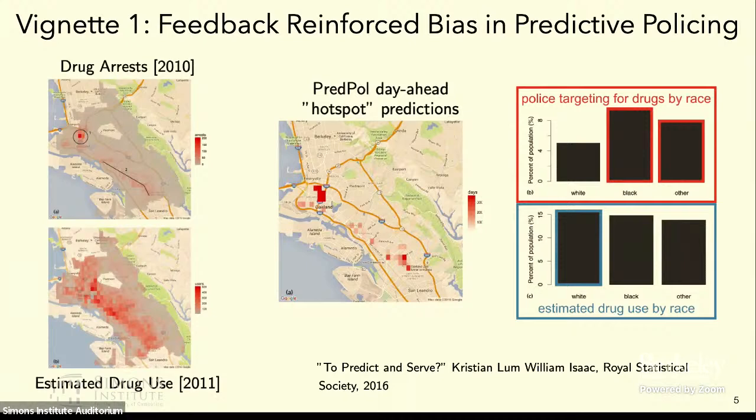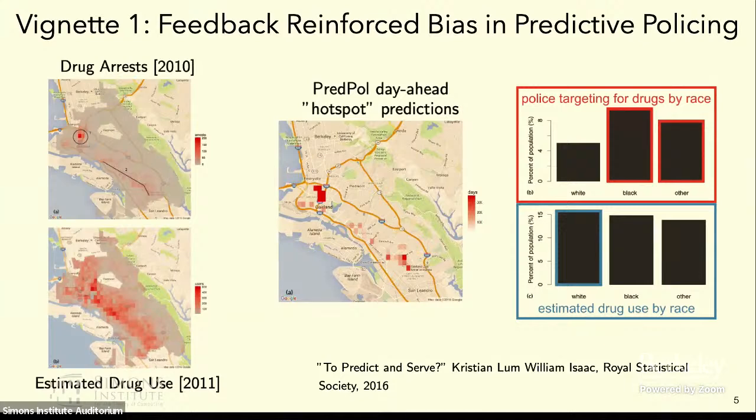This is a study that was reported in the Royal Statistical Society in 2016. And basically what you're seeing here on the top is drug arrests in 2010 in the East Bay area. We're up here in Berkeley, and this is the Oakland area. You can see in downtown Oakland, there's a concentrated spot of drug arrests, and then some along this corridor into Fremont. And in the bottom, you're seeing estimated drug use from a 2011 national survey. The red is the actual drug use, and it's widespread, so it's not concentrated in those areas.